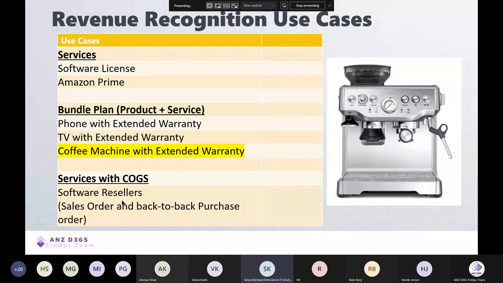And there is one case where there are software resellers who sell services or software, which is basically the first case, but there is also a back-to-back purchase order behind that. So it means there will be a cost of goods sold behind those sales, right? So these are the use cases I'm aware of right now, but there might be more, we can chat about that after this session.